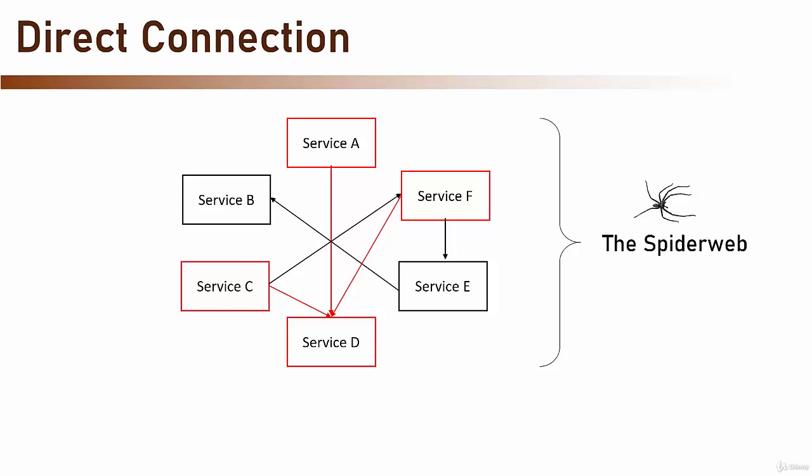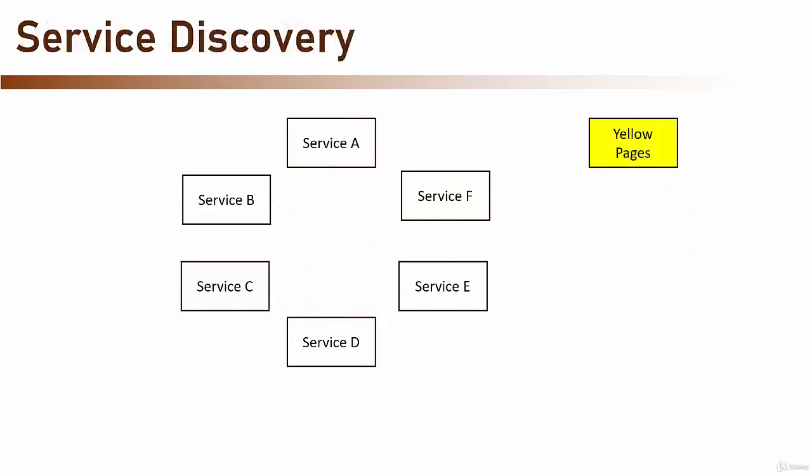And this is something that stands against the loosely coupled nature of the microservices architecture. So direct connection is not something we want to consider in such systems. So what should we do instead? Well, it turns out there are two approaches we can use. The first one is the service discovery approach.